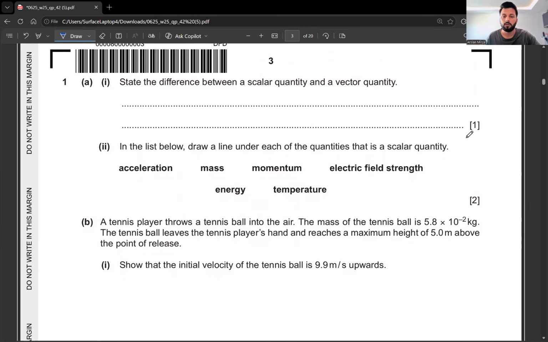This is 1 mark. So you can just explain about the definition, like vectors have direction and magnitude, scalar have magnitudes only. So you can just write vector have magnitude and direction. So you will get 1 mark.